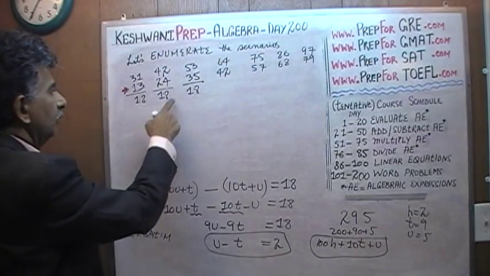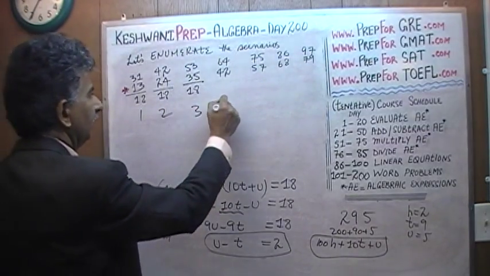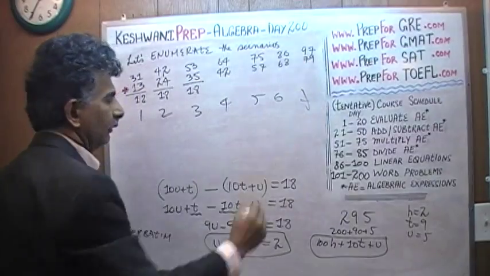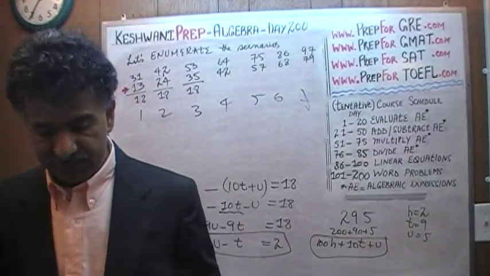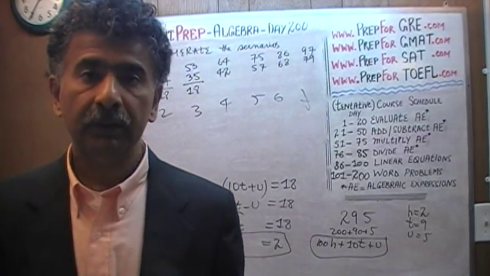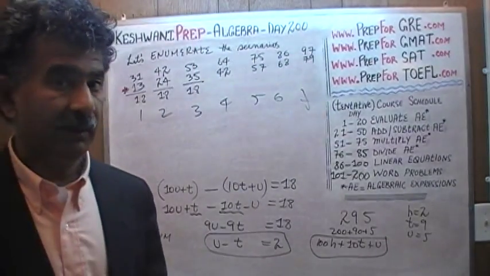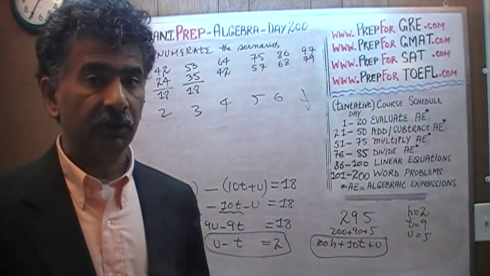So 1, 2, 3, 4, 5, 6. Looks like there are 7 possible scenarios. And because there are 7 possible scenarios here, the question could not possibly have asked us what the two-digit integer is.